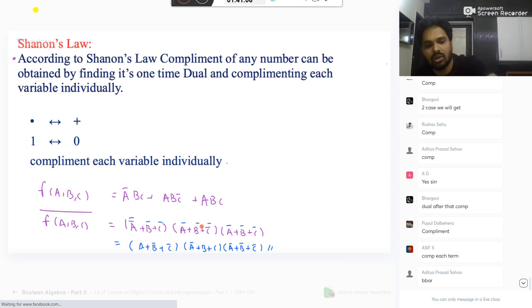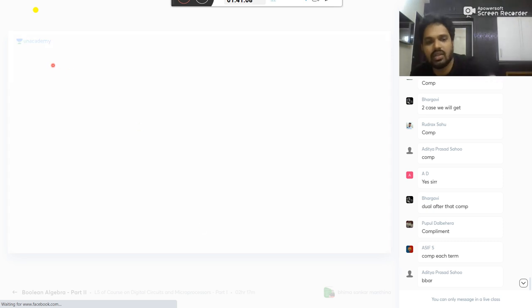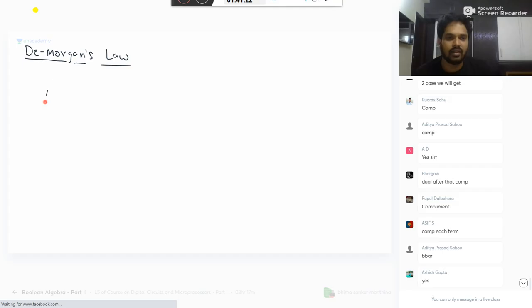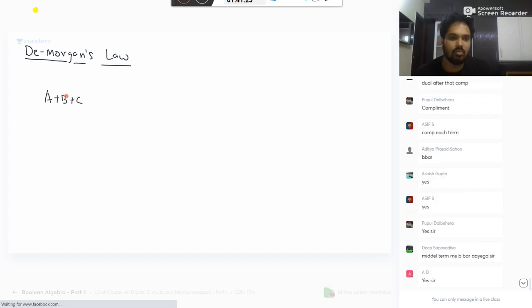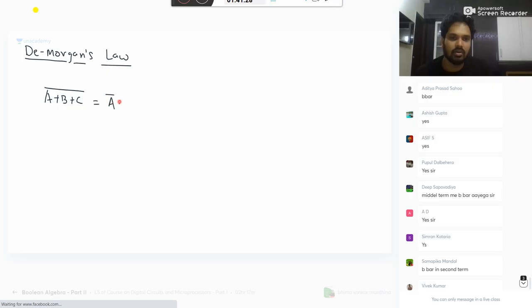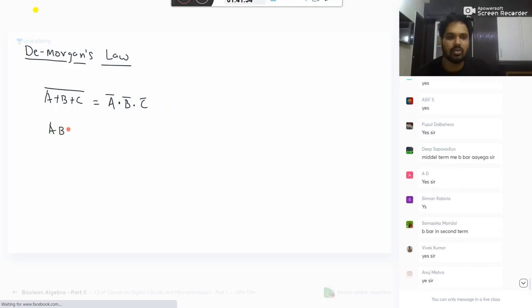Now one minute please, hold on please. From this we can say one more theorem, also called, sorry, De Morgan's law. In high school you might have studied this in maths. A plus B plus C whole bar equals A bar into B bar into C bar. Similarly, ABC whole bar, according to De Morgan, is A bar plus B bar plus C bar. It is not A bar into B bar into C. This you can prove from duality, and by truth tables also.